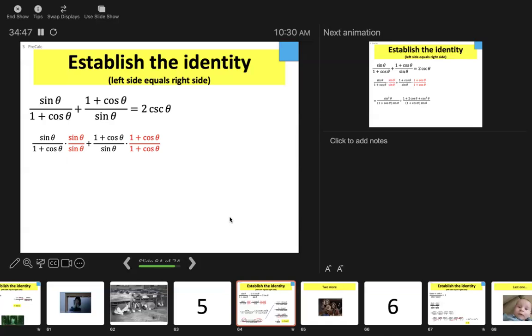Who can multiply the second one in your head? Don't make me write x plus 1 on the board. Oh, you want the factor? Multiply. 2 cosine theta plus cosine squared plus 1. That's the answer.